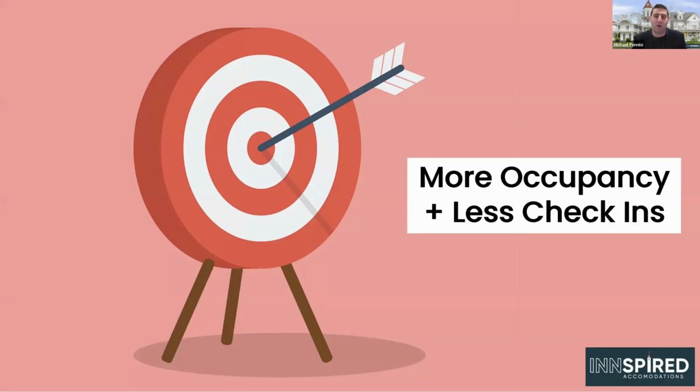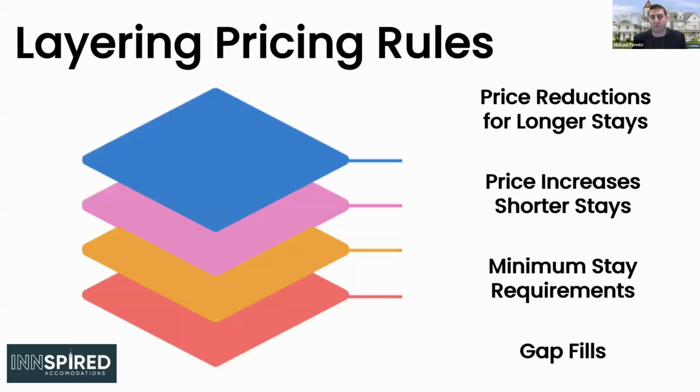And the way that we went about that is really layering pricing rules. The pricing rules that we looked at, first, is price reductions for longer stays. Pretty basic. We're just rewarding people for staying with us longer rather than quick turnovers. We increased pricing for shorter stays. Again, the same concept, but the thought process is we're going to make more money if it's going to cost our staff more time and effort.